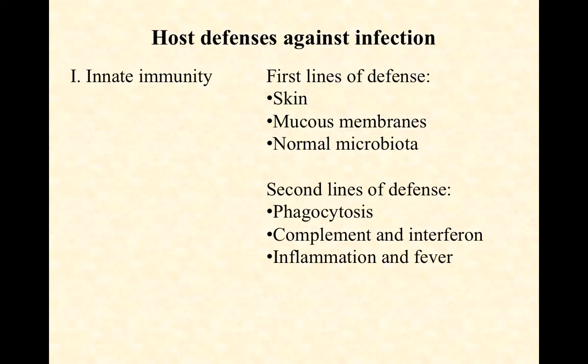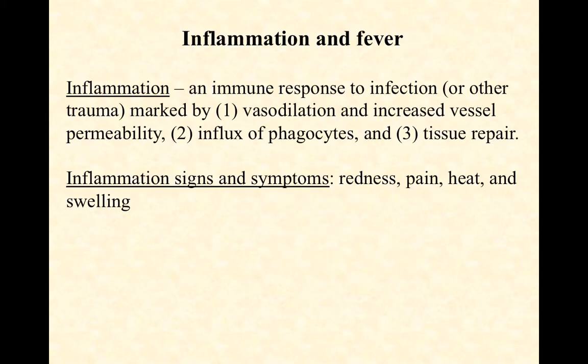Okay, let's wrap up our discussion of innate immunity, second line of defenses, by looking at inflammation and fever. Inflammation is an immune response to infection or some other trauma. I've always found that odd. Right? You can get an infection in your ankle and it'll swell up. You can twist your ankle and it'll swell up. Okay, so it's an immune response to infection or some other trauma, like a physical trauma.